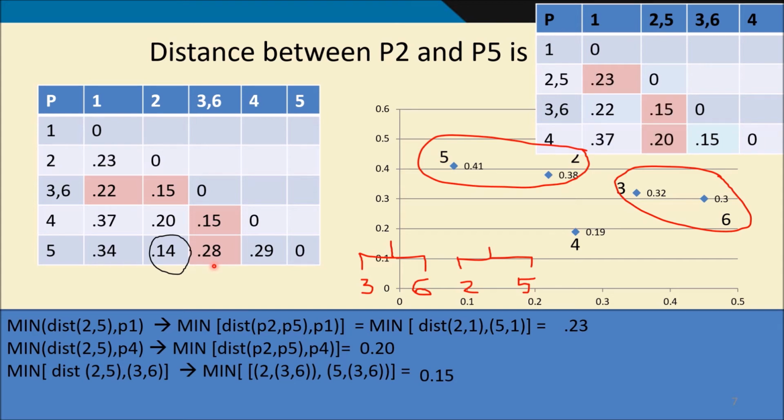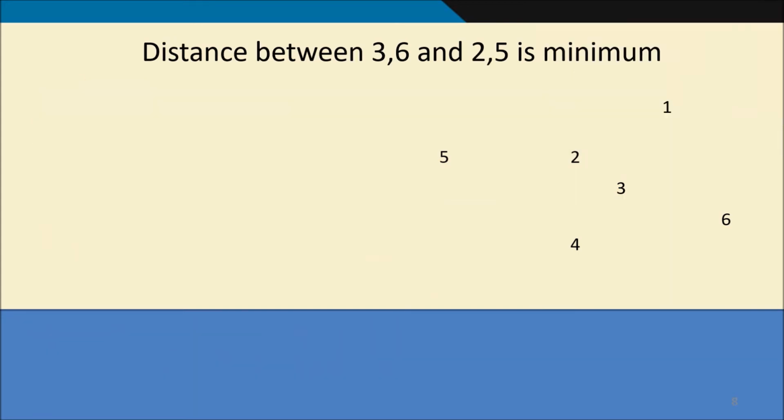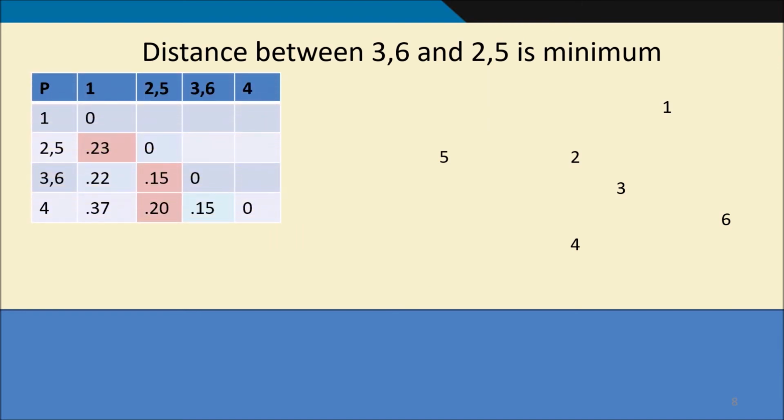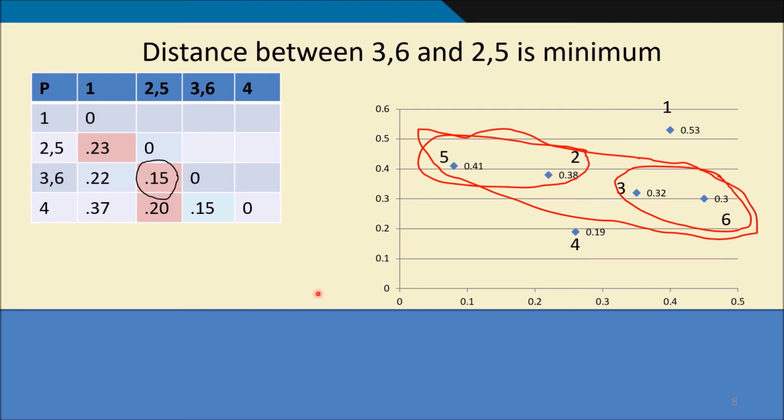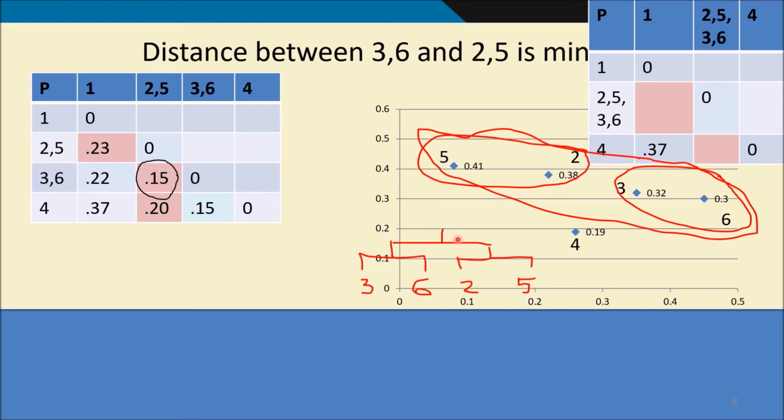Now we are going to fill up our distance matrix. Okay, now we'll consider the latest distance matrix that was with us. Now the distance between the cluster 3 6 and 2 5 is 0.15, which is the least. We can consider this and move ahead. So how would the clusters look like? The latest cluster would look like this, and the dendrogram would look like this, where we have combined the two clusters into one.